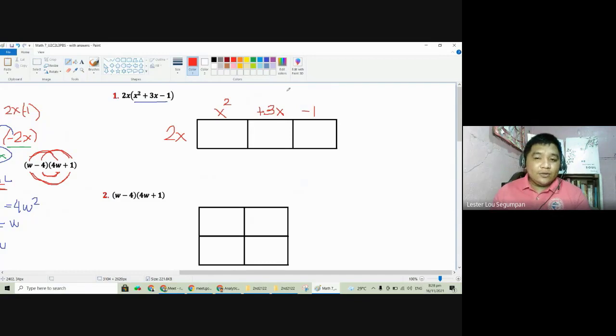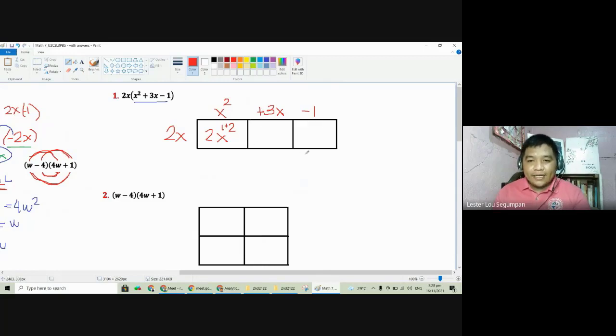And then let's do it step by step. First, to get this part here, let us multiply 2x times x squared. Just like in your usual multiplication table, 2 times 1, you will have 2. And you have here x. Still remember the multiplication law of exponents. We are to add the exponents here, 1 plus 2. That's for this grid.